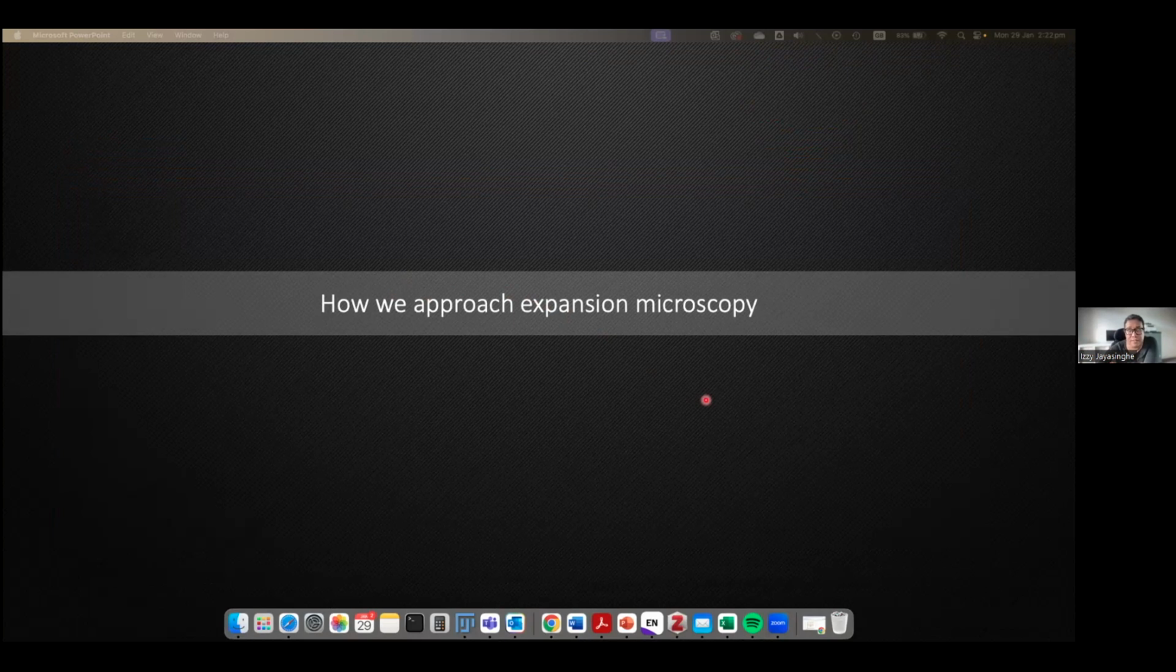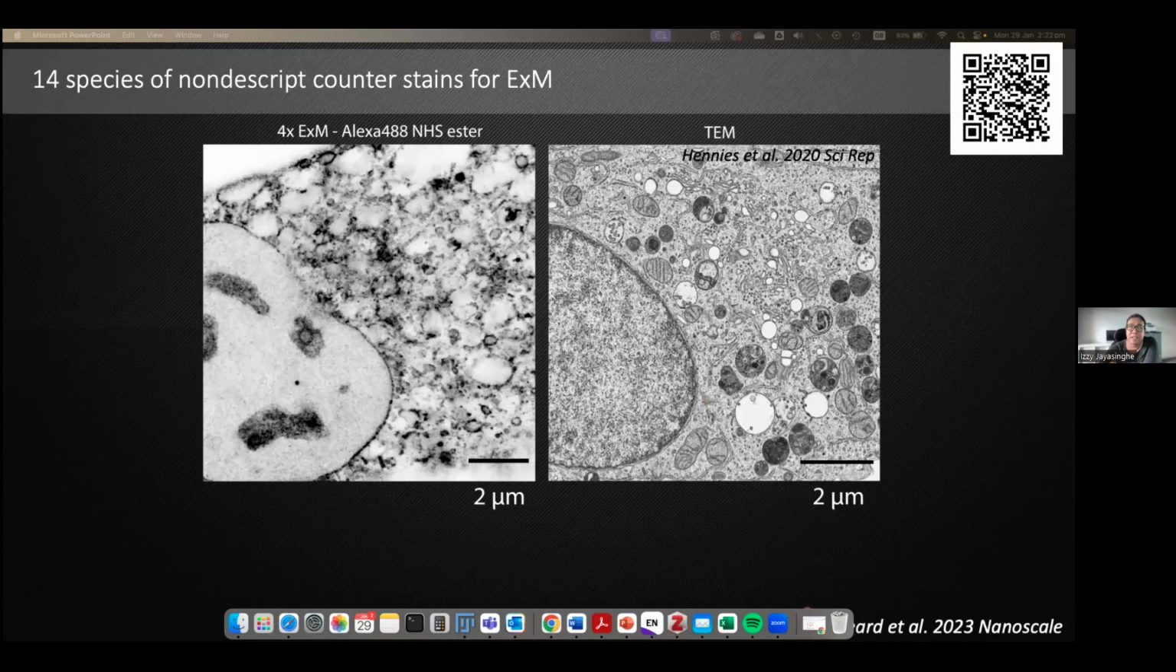Around the time that we published that work, one of the big developments that blew everyone's mind was the idea that you can use expansion microscopy in combination with generic nondescript dyes to acquire images that show the full structure of the cell, that not match, but approach the level of detail that you can see with thin section EM. These techniques have been described in terms like pan-EXM and techniques like that.